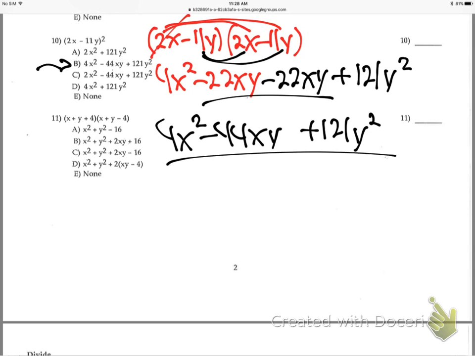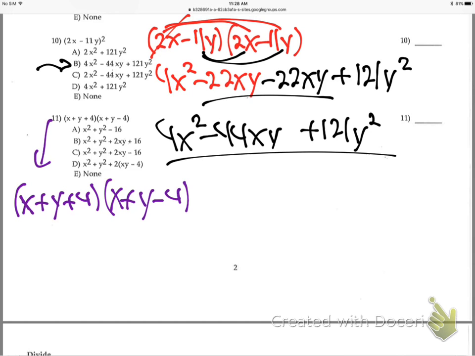There it is. All right. Shall we do number 11, the big bad number 11? X plus Y plus 4 times X plus Y minus 4.